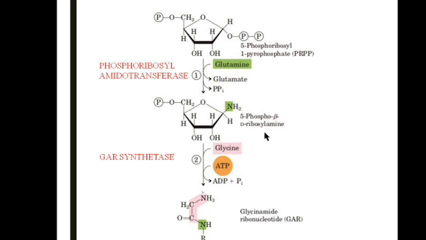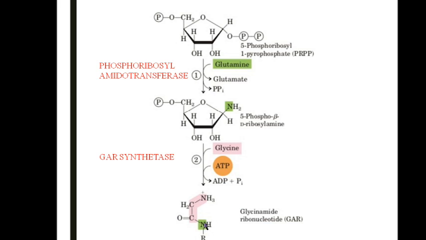Now the second step, the addition of another amino acid, that is glycine. Glycine contributes to carbon 4, carbon 5 and nitrogen 7 of the purine ring. Now let us see how it happens. The glycine molecule gets added here. The enzyme name is glycinamide ribonucleotide synthetase. Again, it requires a molecule of ATP. The glycine molecule is added and it contributes an amino group and 2 carbon atoms. Thus, our C4, C5, N7 are ready.